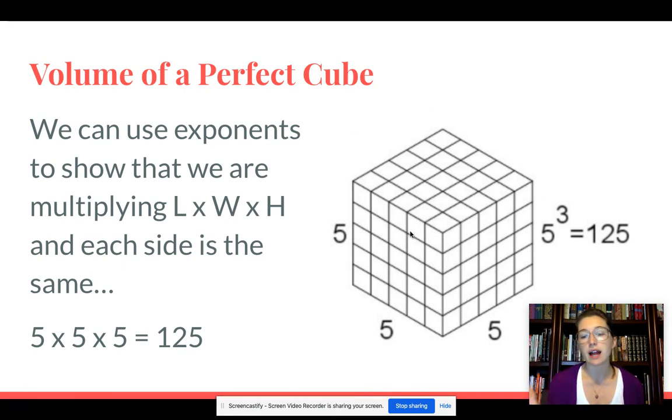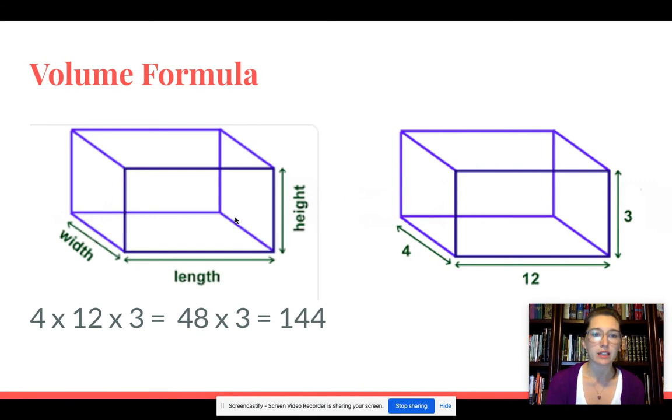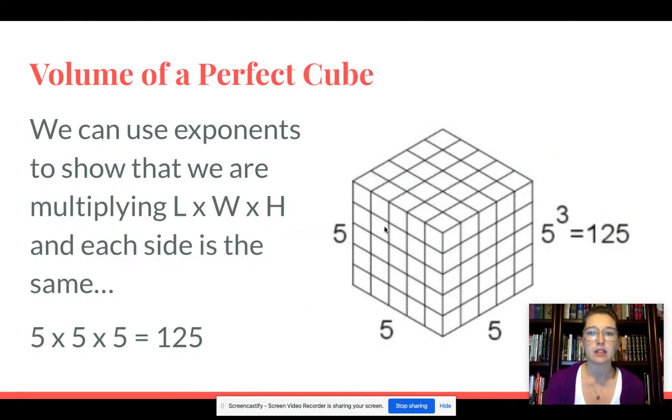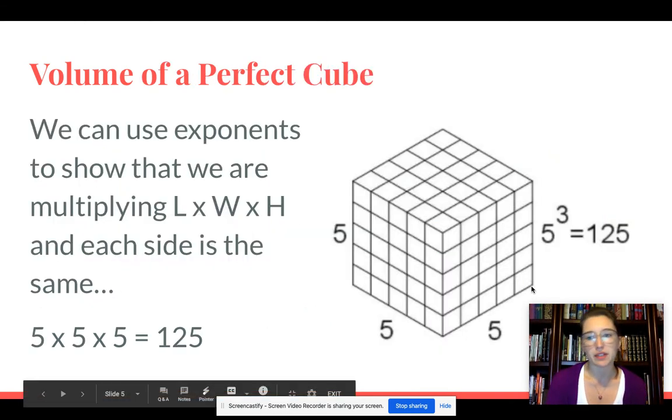So every side is made up of a square, and we just put all those exact identical squares together to form a cube. Okay? If I wanted to find the volume of a perfect cube, I could just use the formula that I saw here, length, width, height. Well, the length is 5, the width is 5, the height is 5. So that would be like multiplying 5 times 5 times 5, which gets me 125.